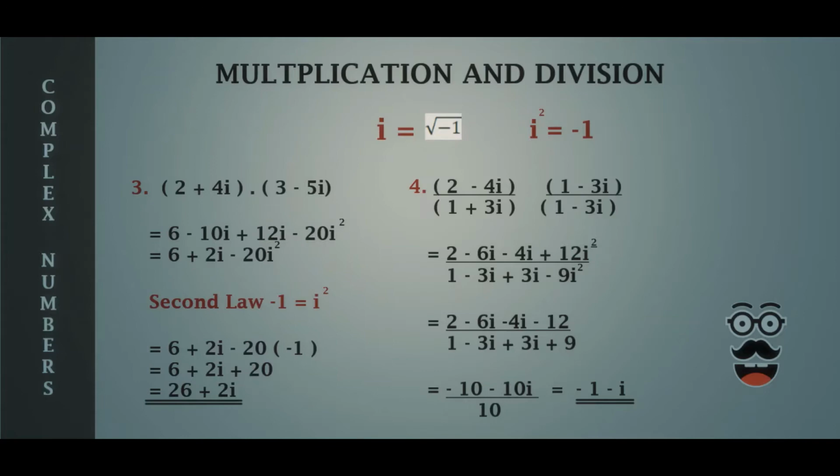Then we can write 2 minus 6i minus 4i minus 12 divided by 1 minus 3i plus 3i plus 9. Then solve the equation and we can write minus 10 minus 10i divided by 10. Minus 10 minus 10i divided by 10, we can write the final answer as minus 1 minus i.